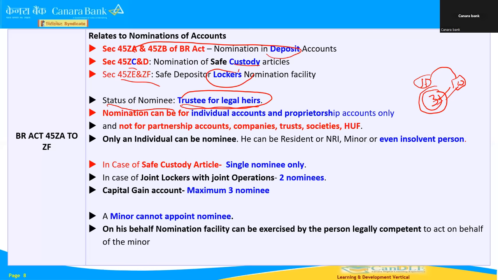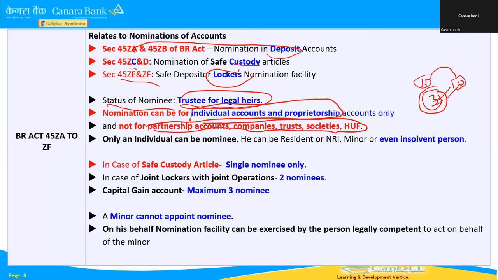Then nomination, whether we can take it from any account? No. It is applicable only for individual and proprietorship. That's all. Partnership, company, trust, society, they cannot give nominations. I hope I am clear. You will generally see individuals more in your branch. Proprietorship account also can give nomination. This is what you have to understand from the nomination part.